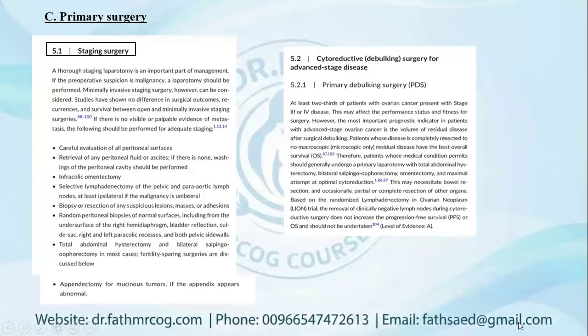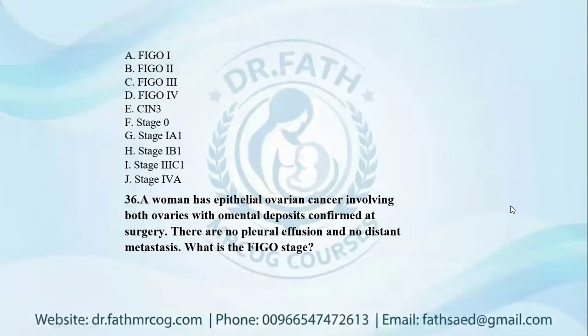Here you will do the staging surgery, and these are the steps of staging. And if the patient has mucinous, you will add an appendectomy, and after that you will do the primary debulking surgery, and then decide whether the patient will receive chemotherapy or not. A woman has an epithelial ovarian cancer involving both ovaries with omental deposits confirmed at surgery. There is no pleural effusion and no distant metastasis. What is the FIGO stage? In the exam, they will ask you how to stage. So this oncology staging, keep it in your hand, don't miss it.